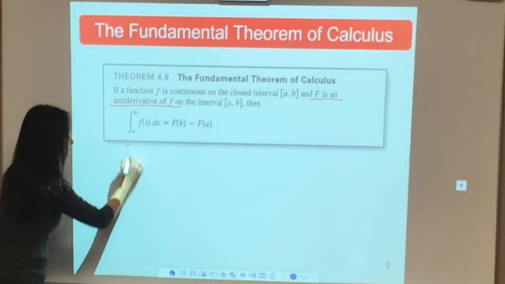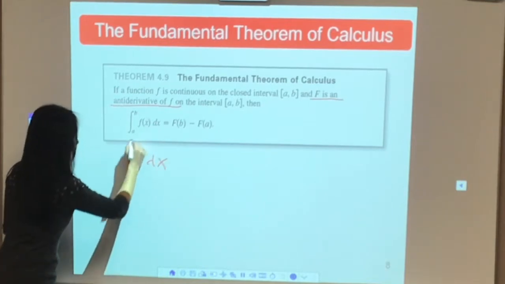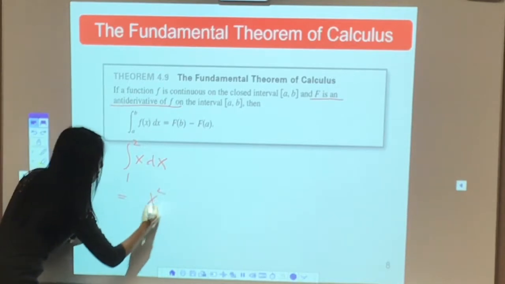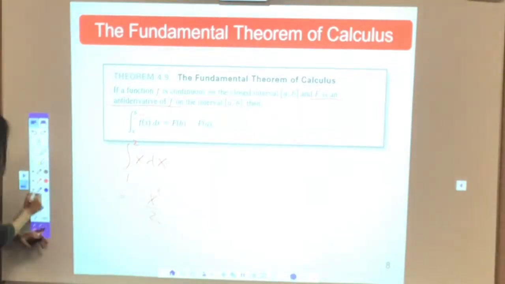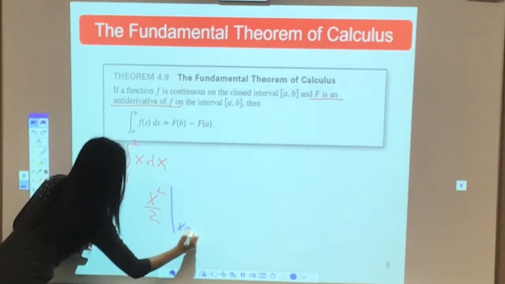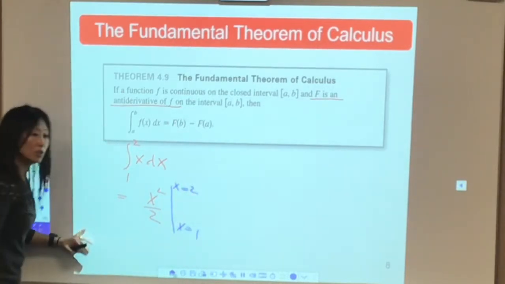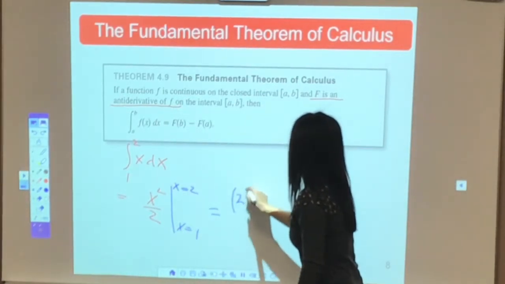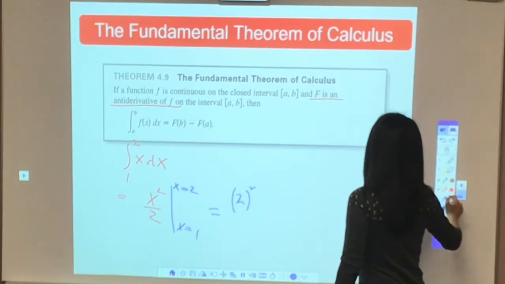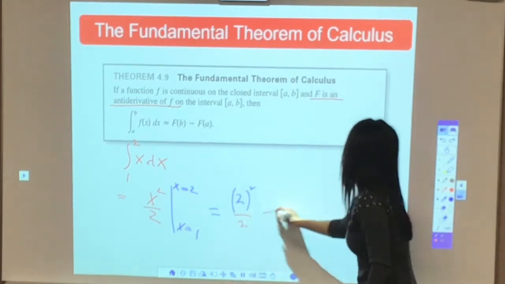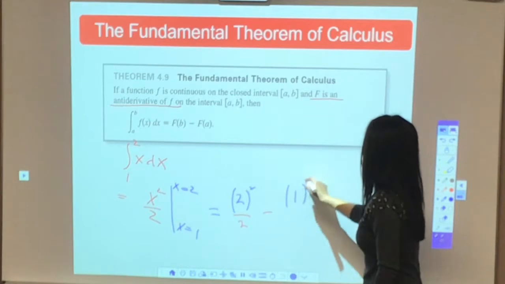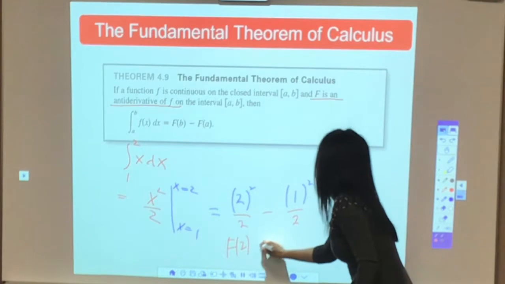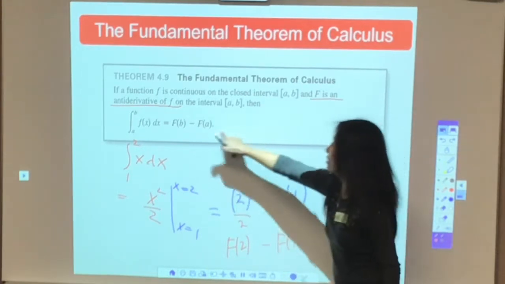Remember the problem we have like this? I do the antiderivative, which gives you x squared over 2. And then what did you do? I evaluate this from 1 to 2, right? So this right here is 2 squared over 2 minus 1 squared over 2. So this is my F of 2 and this is my F of 1. That's what they're talking about.